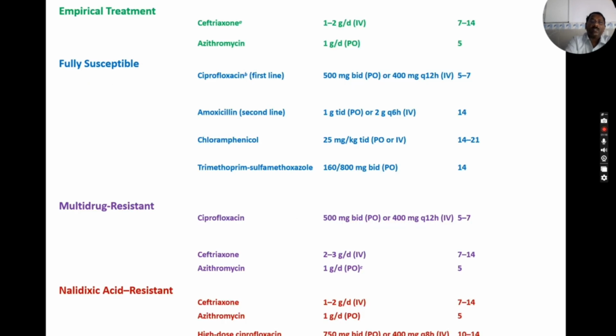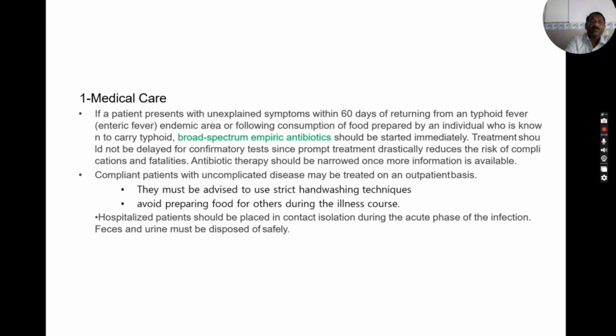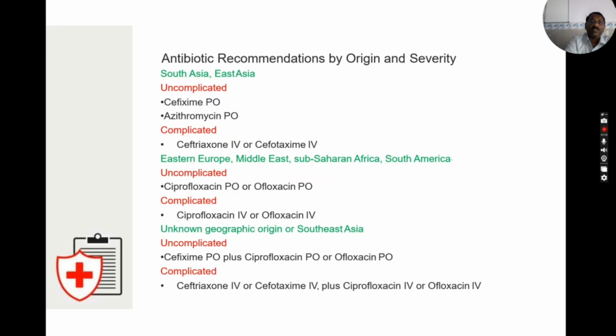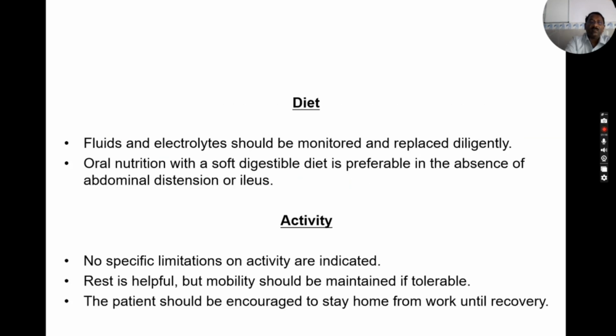So these are all the important antibiotics. Already I told you: medical care, antibiotic resistance, surgical, diet. Fluids and electrolytes should be monitored and replaced diligently. Very, very important is diet. As long as the patient is not having any nausea and vomiting, you can allow the oral nutrition therapy. Otherwise, parenteral nutrition therapy is also important. So oral nutrition with a soft digestible diet is preferable in the absence of the abdominal distension or the ileus.